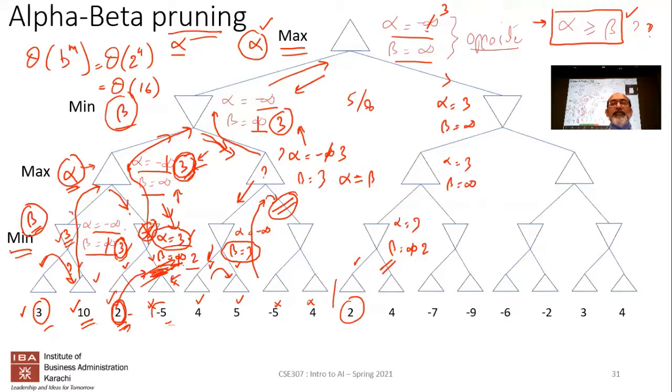As you go upwards, what are we going to do? What is going to change over here? Alpha is going to change. So alpha is going to be based on the beta value. So alpha over here is going to be reduced to 2.